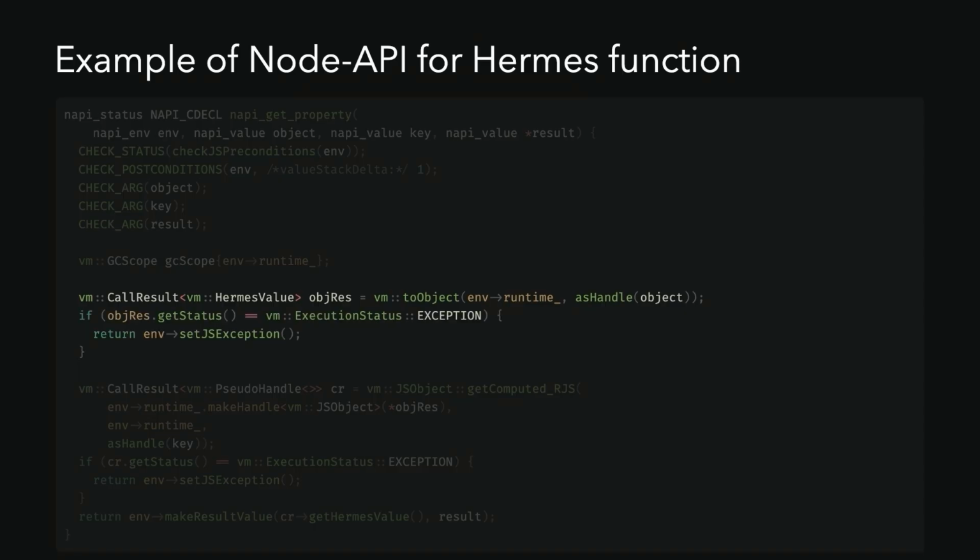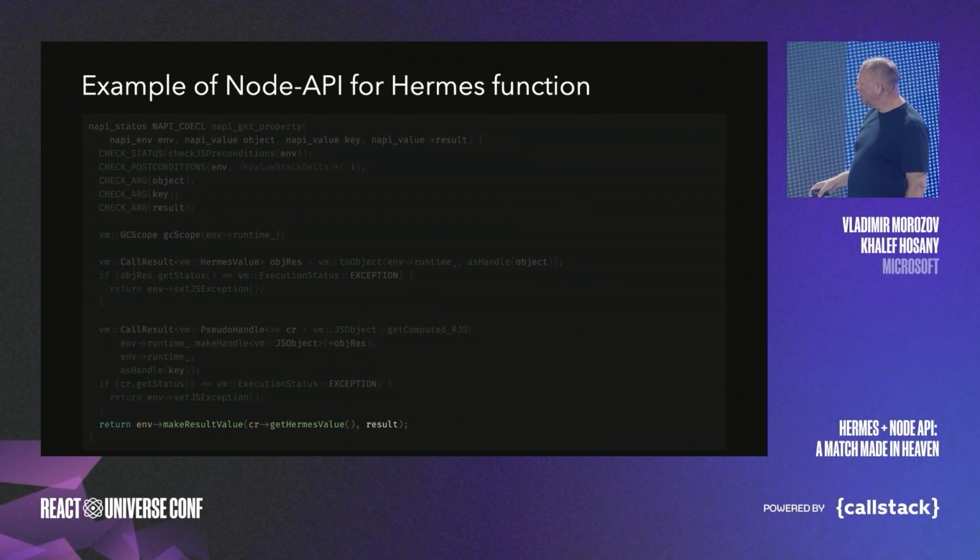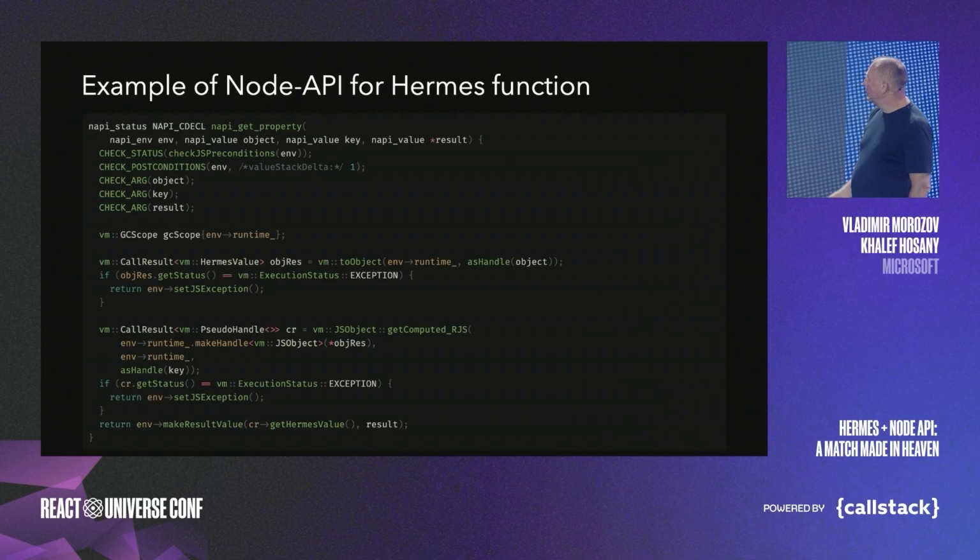We check its result. We get the object property, checking the result, and then we establish a result value on our return call stack and return value. So it's very simple code, and as you see, it's a very, very thin wrapper on top of the internal Hermes API.